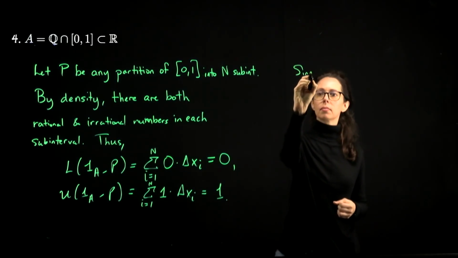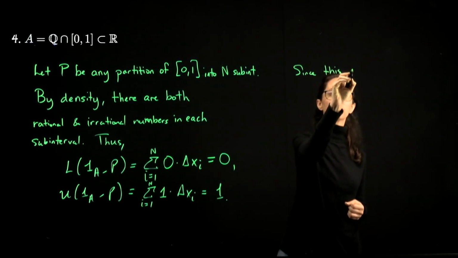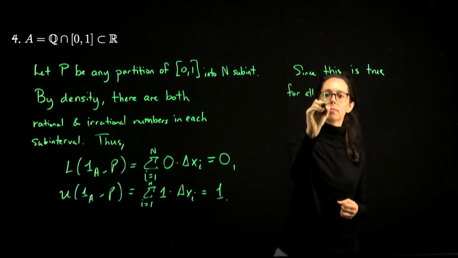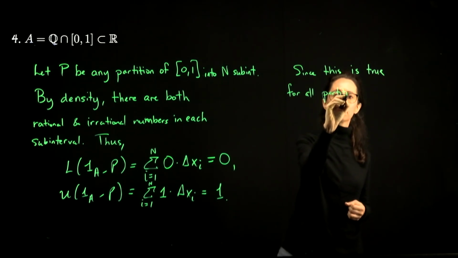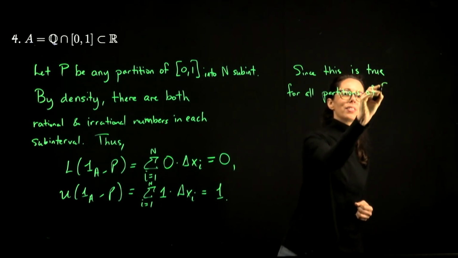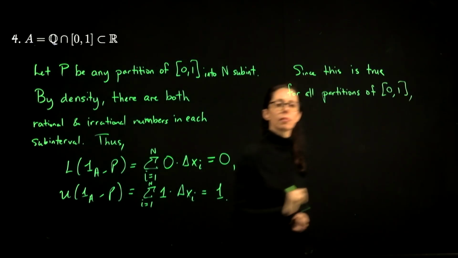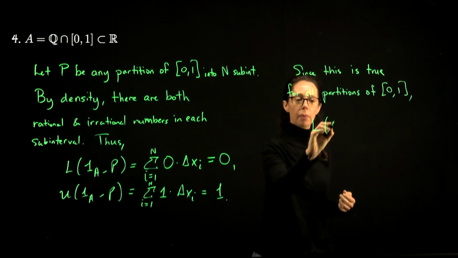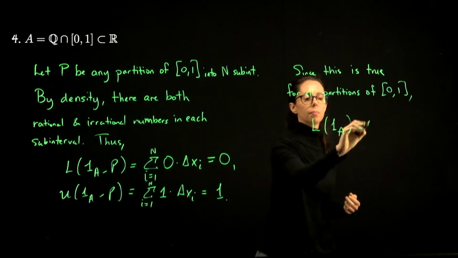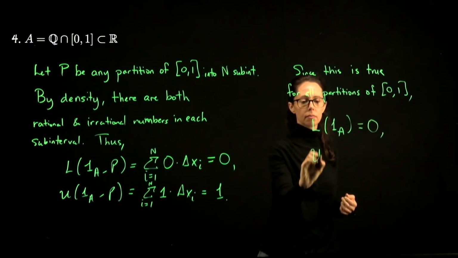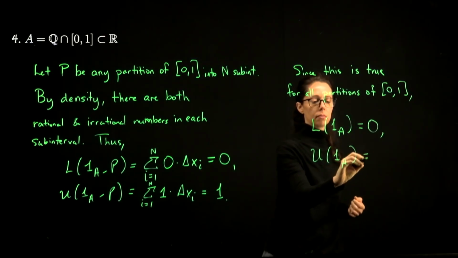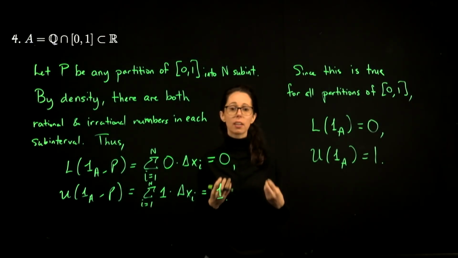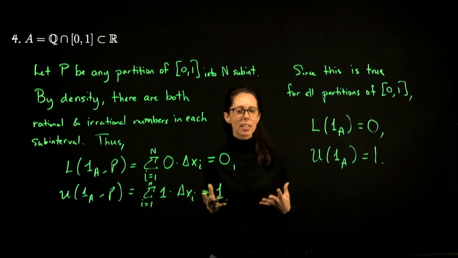Since this is true for all partitions of 0 to 1, the lower integral exists, but it is not equal to the upper integral. Therefore, this function, the characteristic function of this set, is not Riemann integrable, so the set has no volume.